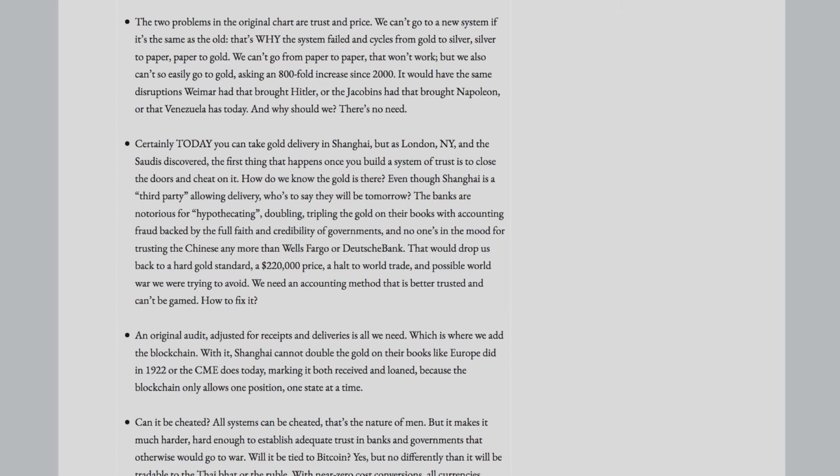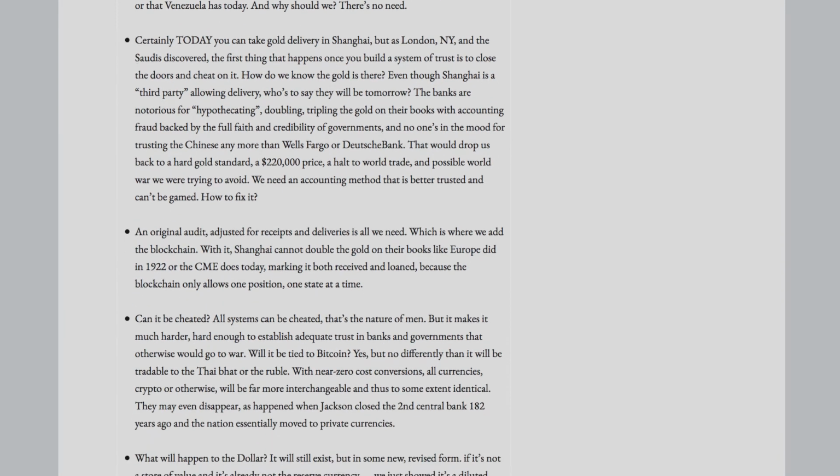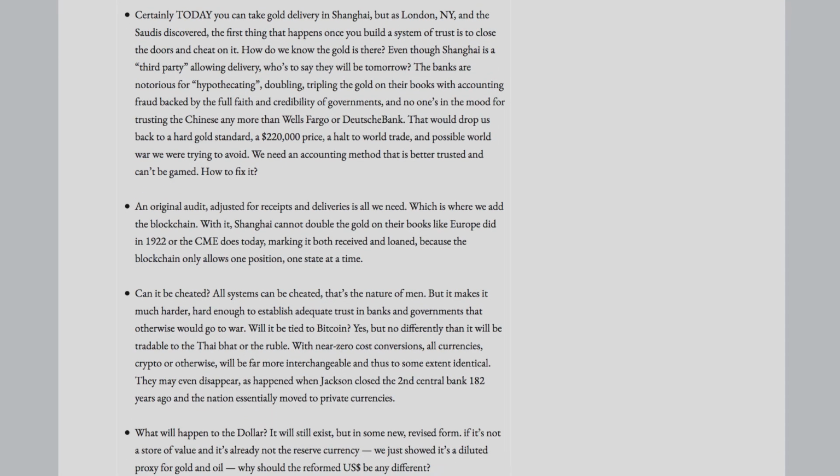It would have the same disruptions Weimar had that brought Hitler, or the Jacobins had that brought Napoleon, or that Venezuela has today. And why should we? There's no need. Certainly today, you can take gold delivery in Shanghai, but as London, New York, and the Saudis discovered, the first thing that happens once you build a system of trust is to close the doors and cheat on it. How do we know the gold is there?